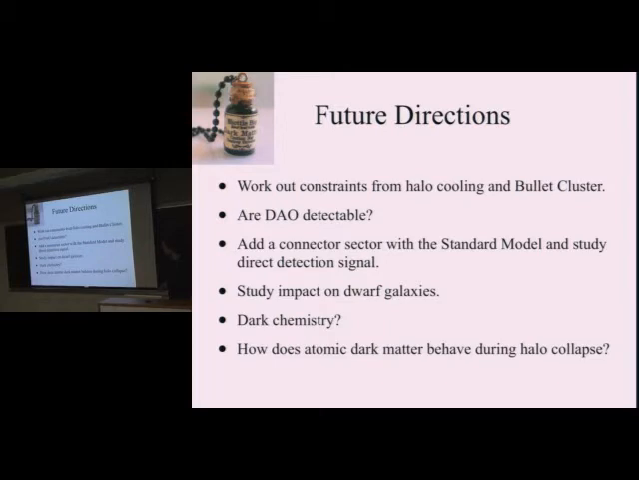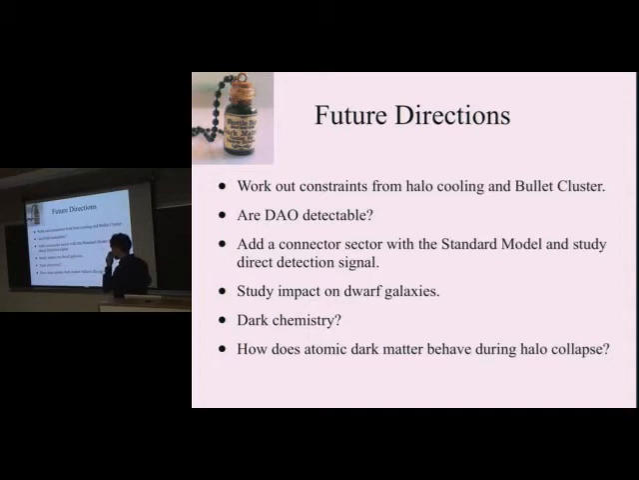I haven't talked about this today, but we observe dark matter halos to be quite large. They shouldn't have cooled too much. That's really a constraint. Of course, the Bullet Cluster puts a constraint because this is interacting dark matter. Another question I could ask is whether DAOs are detectable, which is a point I made before about including nonlinear physics in the DAO regime. A lot of people have worked on connecting this with the standard model and direct detection signals. There are quite a few papers on that.